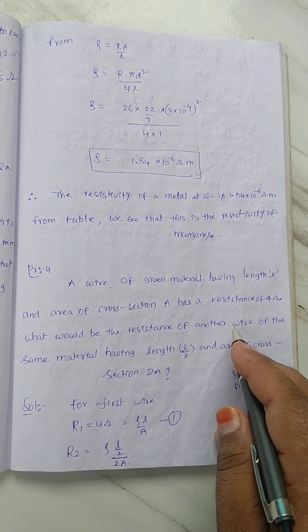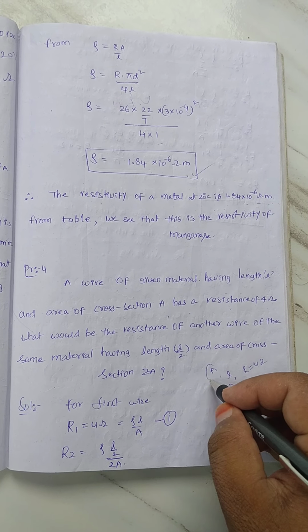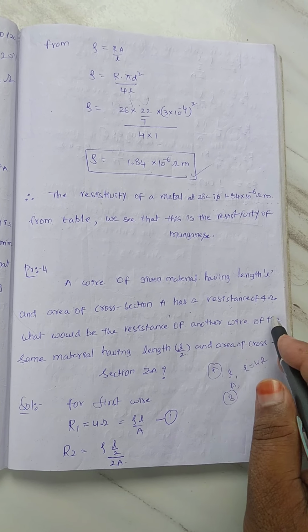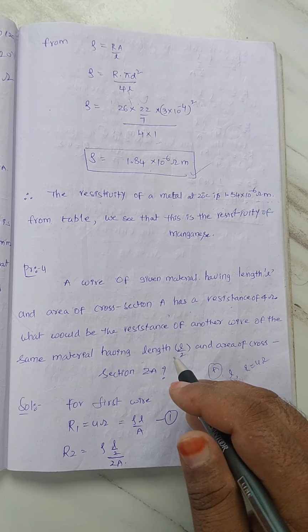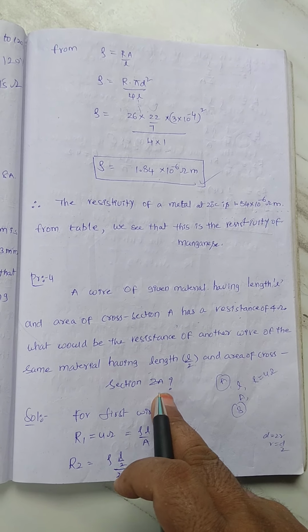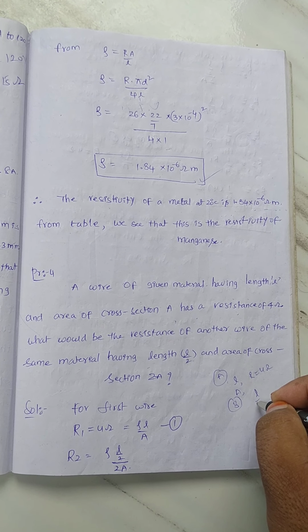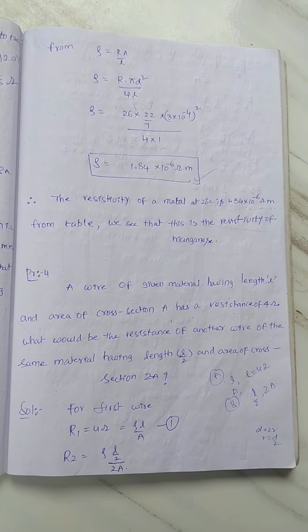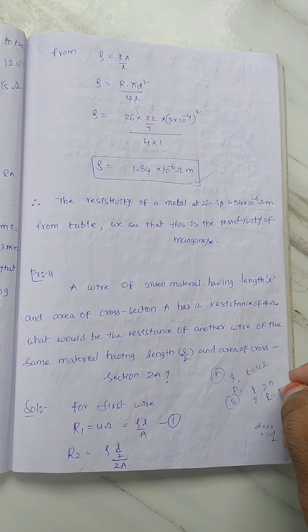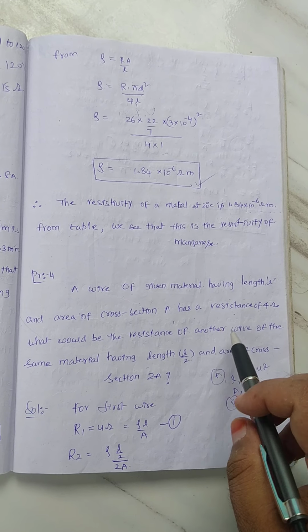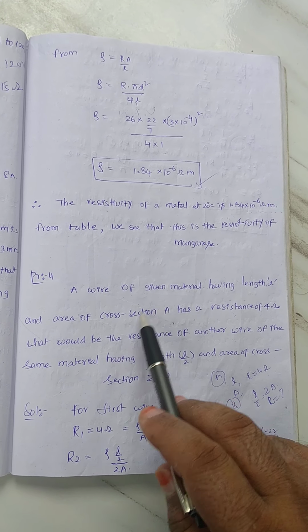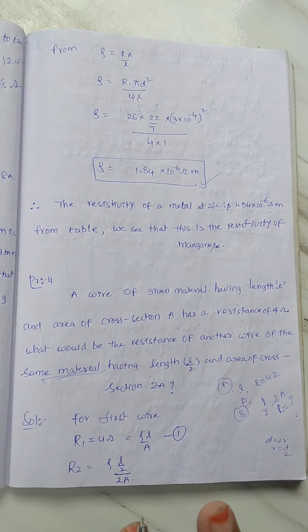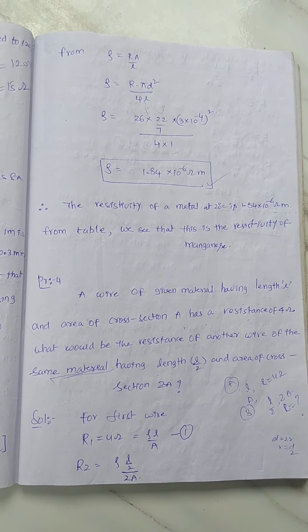So what would be the resistance of another wire? This is for a particular wire. For example, if you take one wire as A and another wire as B, what would be the resistance of another wire of the same material, of course the material is the same. Material same means resistivity is also the same. So the material having length L by 2, they gave length L by 2, and area of cross section 2A, but here we have to find R, right? Yes, but resistivity is the same. Why? Because they told the same material. See here they mentioned same material. Resistivity is the same for both cases. Already I told you resistivity depends on the nature of the material and its temperature.